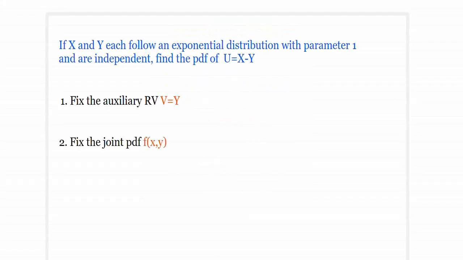The problem is, if x and y each follow an exponential distribution with parameter 1 and are going to be independent, find the PDF of the transformation u equal to x minus y. So the primary idea of transformation is transforming the set of variables x comma y, the two-dimensional random variable, to another set of random variables called u comma v. So we have an old joint PDF for our f of x comma y, which we now transform to the new joint PDF of u comma v.